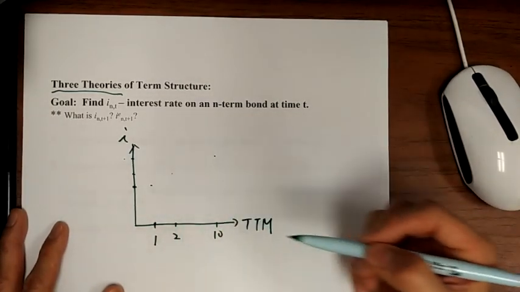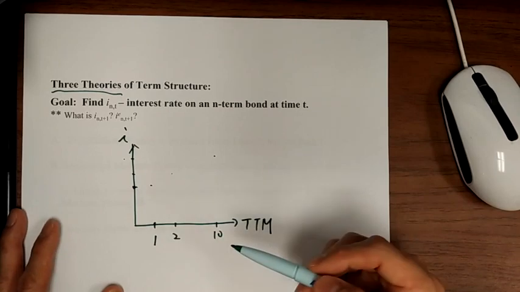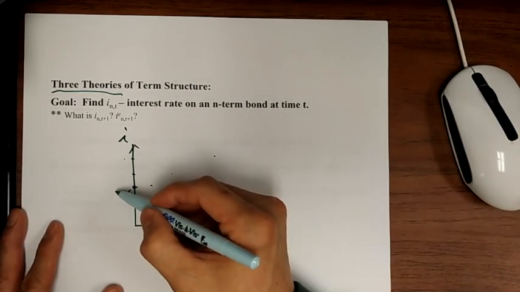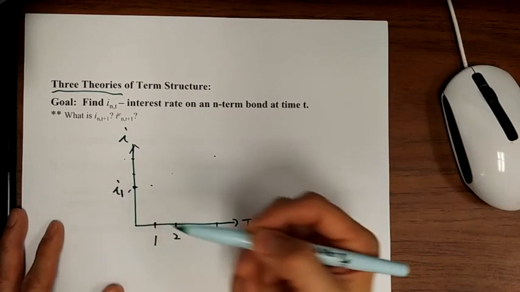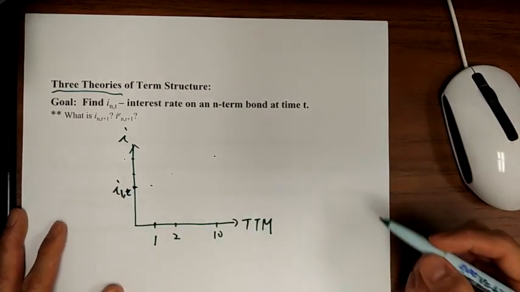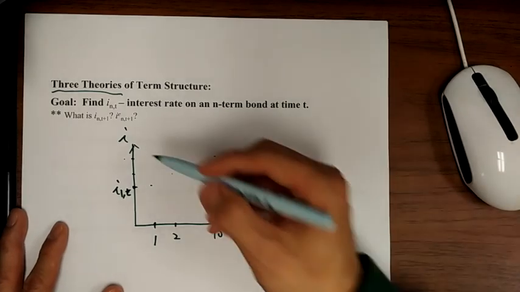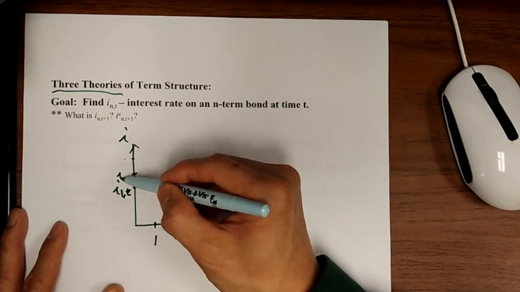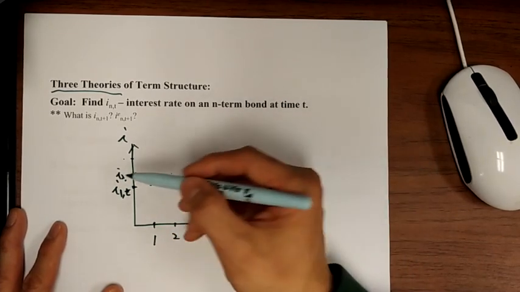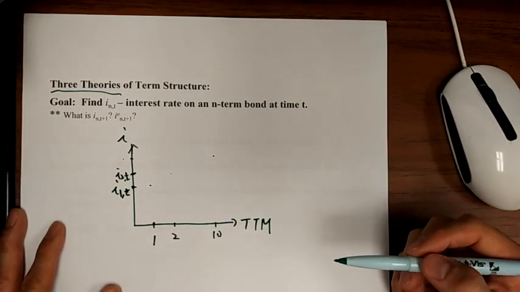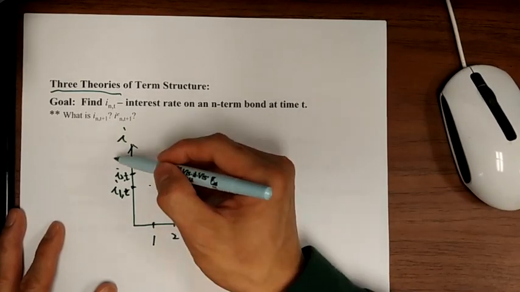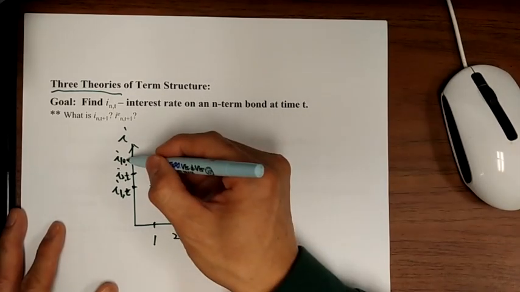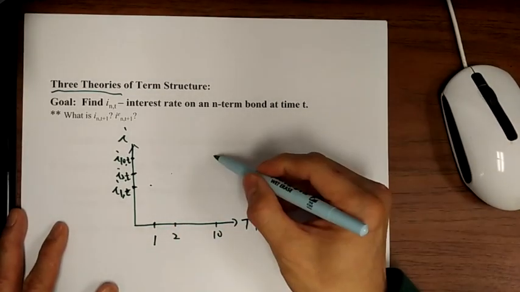So what is this interest rate? This interest rate is the 1-year bond interest rate right now. What is this interest rate? This interest rate is the 2-year bond interest rate right now on the market. And this one is the 10-year bond interest rate right now on the market.